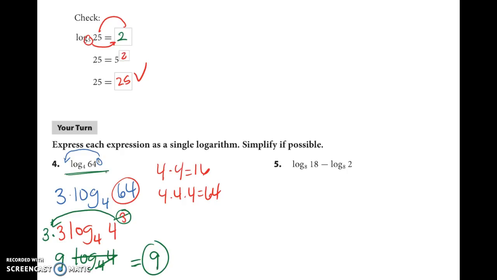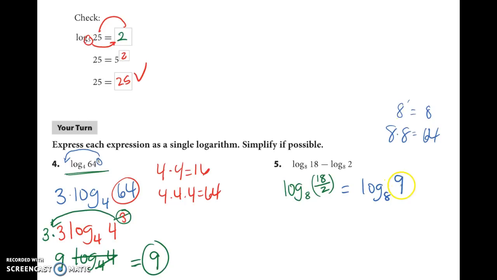For number 5, I see subtraction, and I have my properties next to me, so I'm going to use the quotient property and rewrite this as log base 8 of 18 divided by 2. So 18 divided by 2 is log base 8 of 9. Now I want to write 9 as base 8, but there's nothing that works. 8 times 8 won't give me 9. Nope, that's 64. 8 to the first power is 8. So there's no base 8 that I could write here.